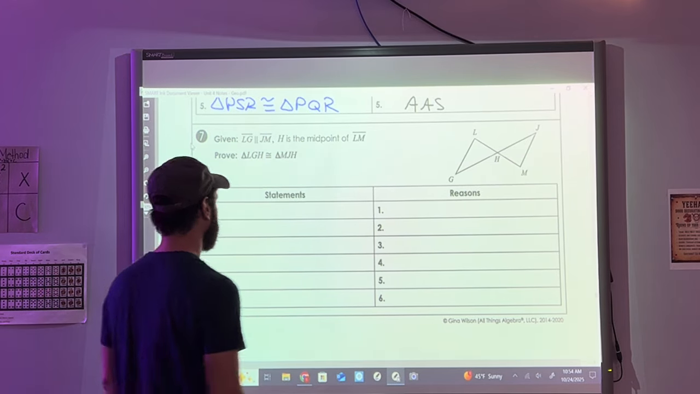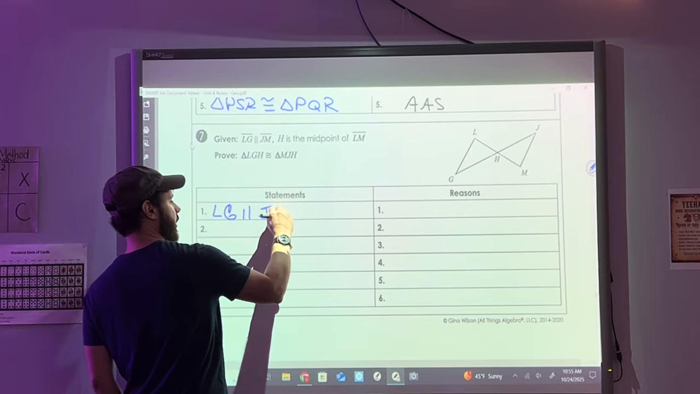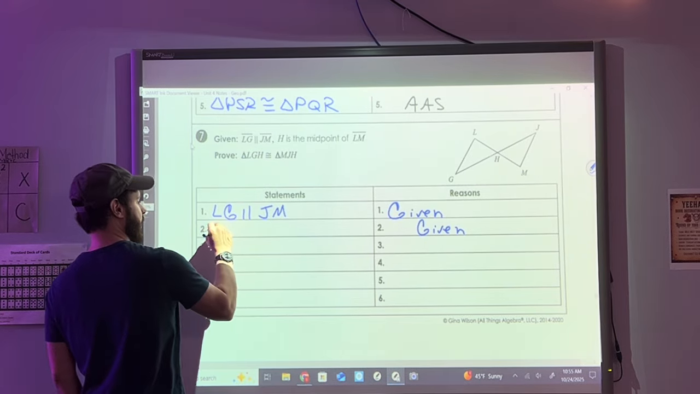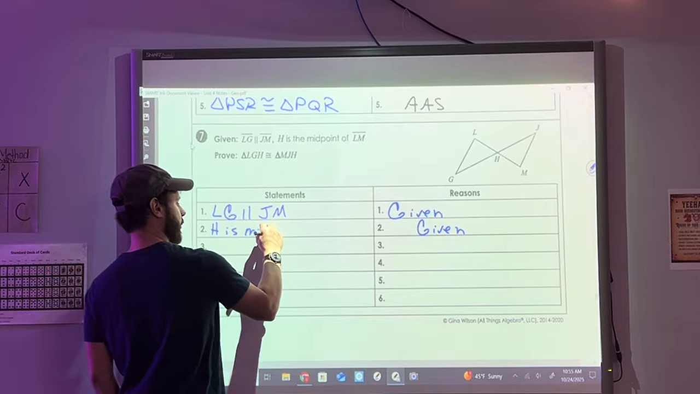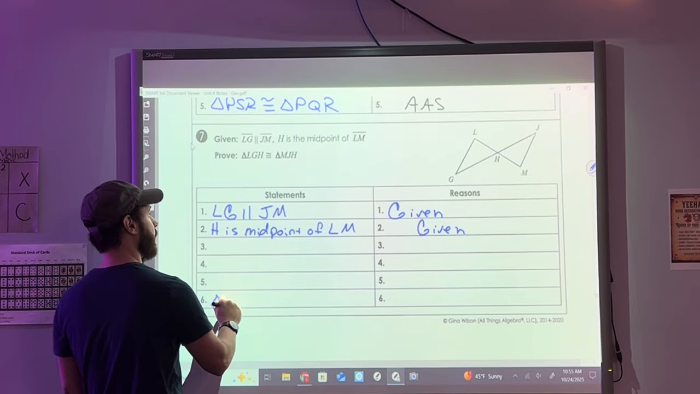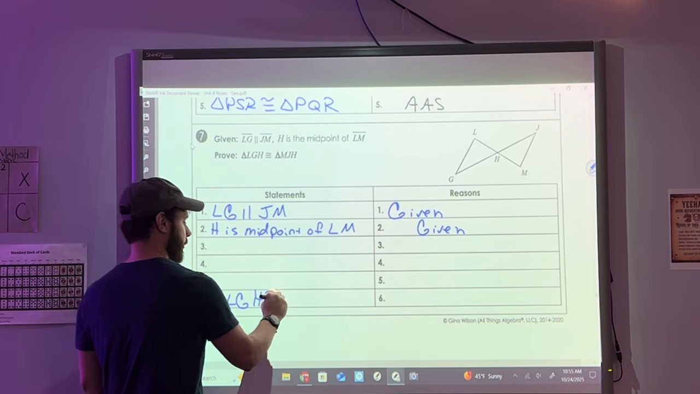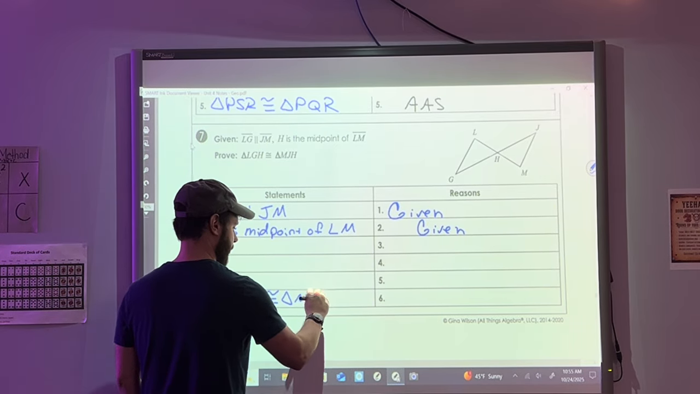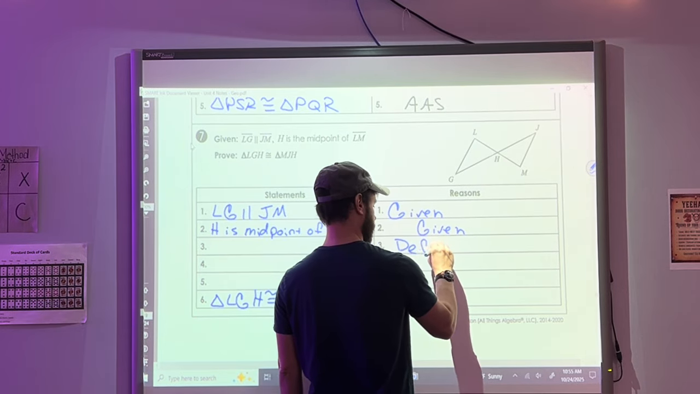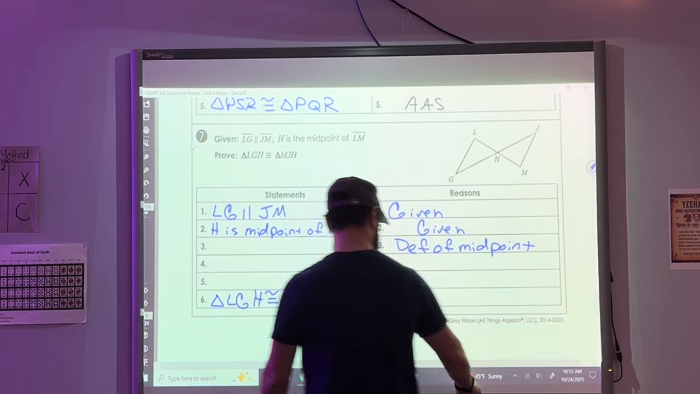Last one. All right, I got midpoint. That's exciting. LG parallel to JM. H is midpoint of LM. Triangle LGH congruent to triangle MJH. I see midpoint, can use definition of midpoint. I don't know what my statement is yet, but I know that's gonna happen.